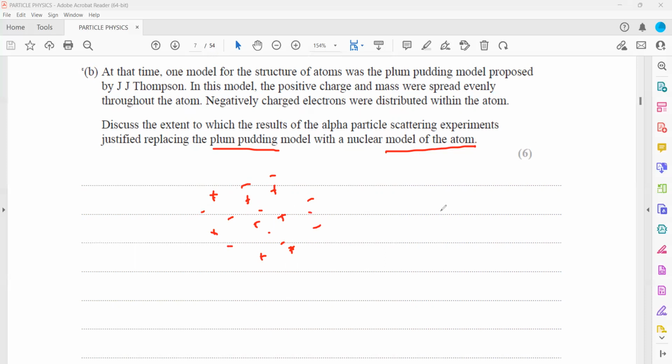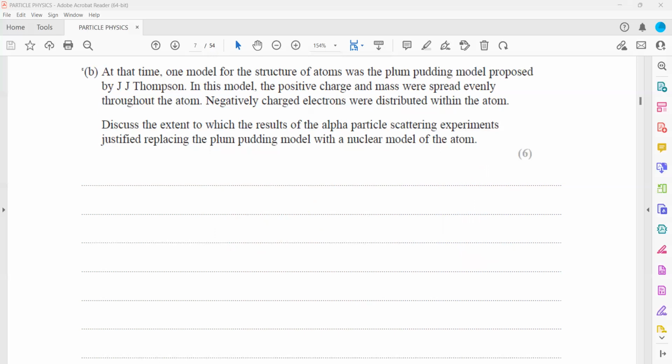But what is a nuclear model? The nuclear model states that there's a nucleus at the center of the atom, which has the charged particles such as protons and the neutrons, and the mass is there, and electrons are revolving around it. That is the nuclear model. So we want to discuss the extent to which the result of alpha particle scattering replaced the plum pudding model with a nuclear model of the atom. So how does it justify that the nuclear model is correct?